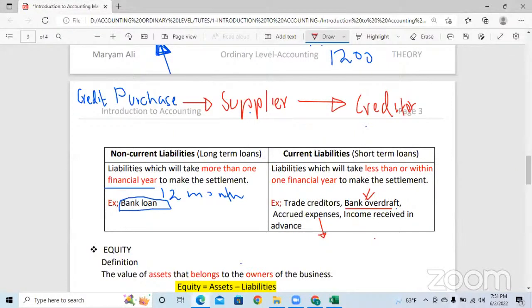Accrued expenses. Accrued expense. Can you write another term? Accrued expense. Another term is expense payable.